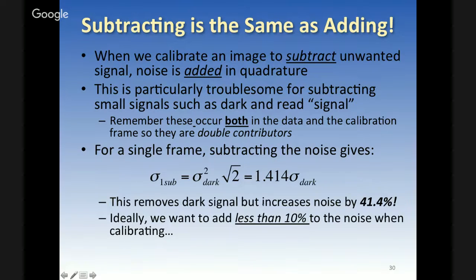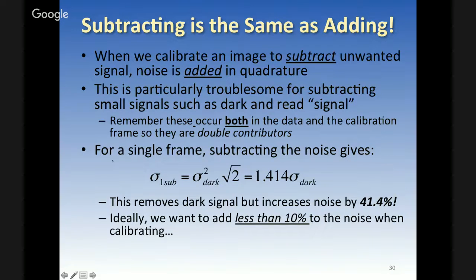Okay, so we want to make sure that you understand when we calibrate our images by subtracting, we're adding noise in quadrature. And this is particularly troublesome when we subtract small signals such as dark and read noise, because these occur both in the data and in the calibration frame. So they're double contributors. Okay, got that?